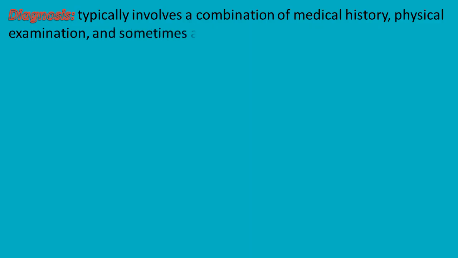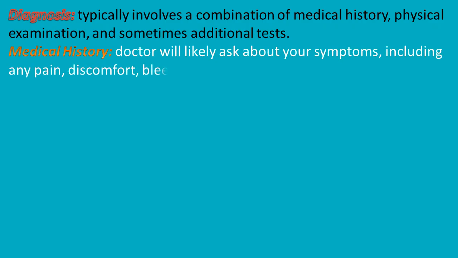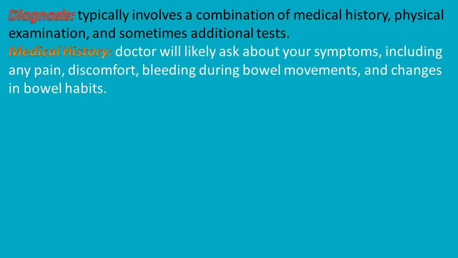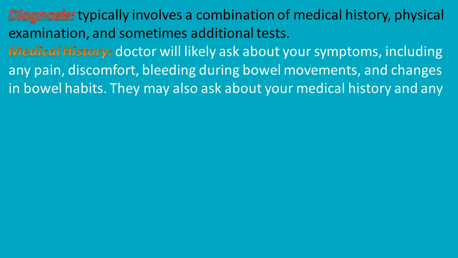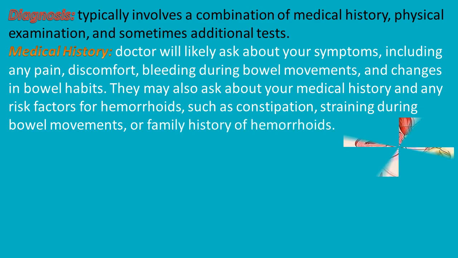Diagnosis typically involves a combination of medical history, physical examination, and sometimes additional tests. Medical history: the doctor will likely ask about your symptoms, including any pain, discomfort, bleeding during bowel movements, and changes in bowel habits. They may also ask about your medical history and any risk factors for hemorrhoids, such as constipation, straining during bowel movements, or family history of hemorrhoids.